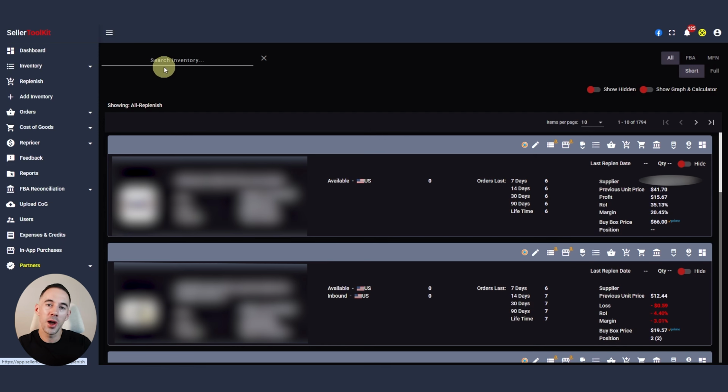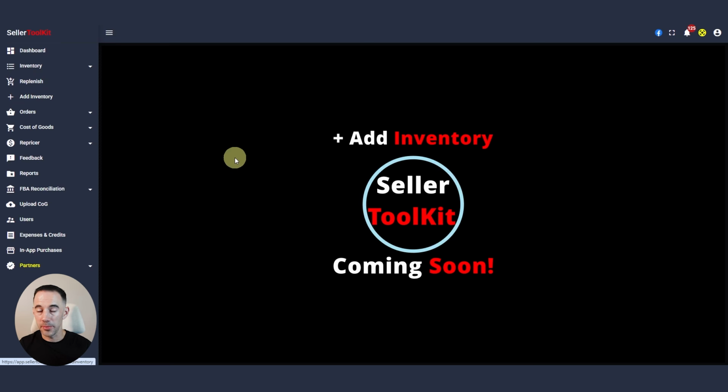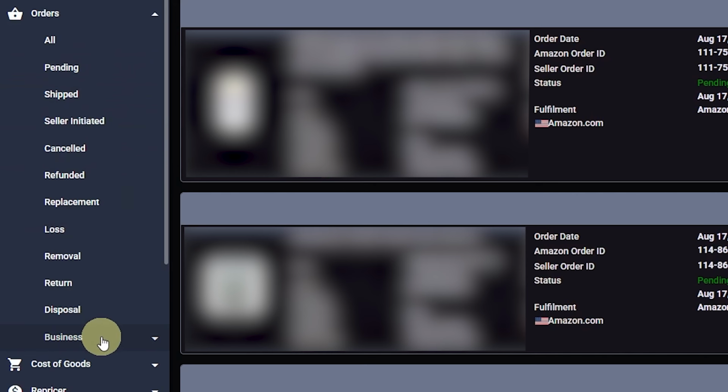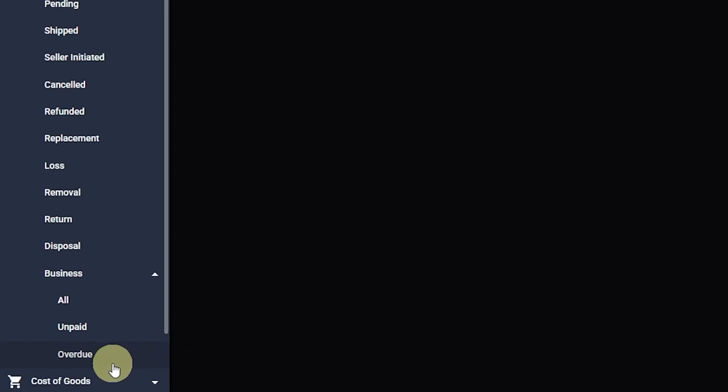And again, you can search by title, ASIN, SKU, doesn't matter. Add inventory is something that's coming up soon, so you can check that, and they're always making updates to the software. Now, the next one is orders, and this is obviously going to help you to understand what's been sold. So again, you've got the same kind of options: all, pending, shipped, seller initiated, cancel, refunded, replacements, losses, removal, returns, and business orders. And under business, you can obviously break that down even more.